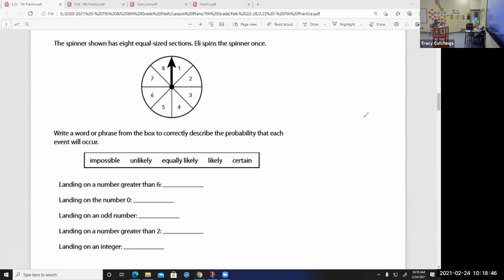Some of y'all, your practice scores are low because you don't know how to type your answers in there. If you see me writing something, you better be putting it in there, writing it with me.